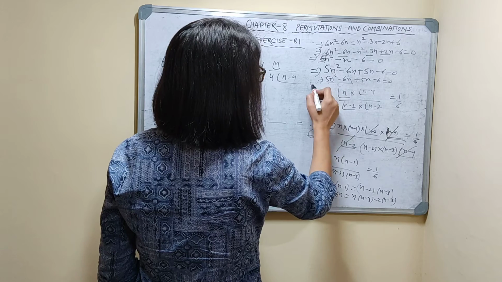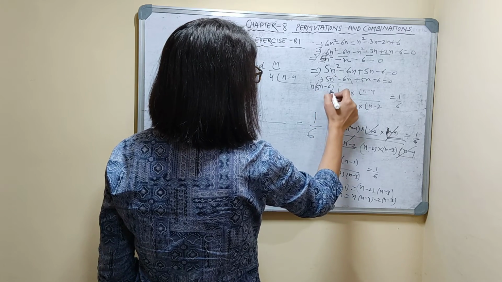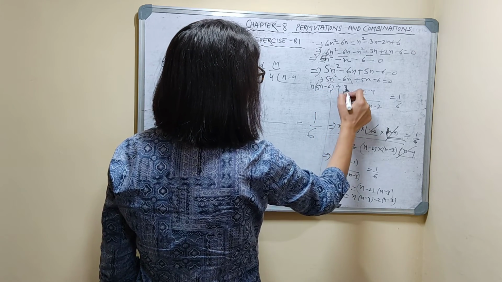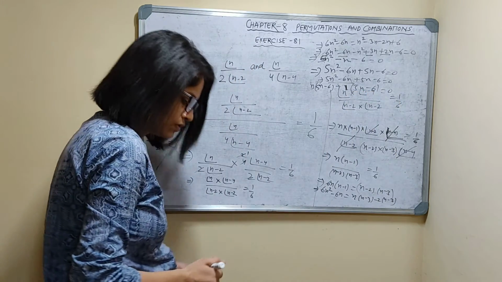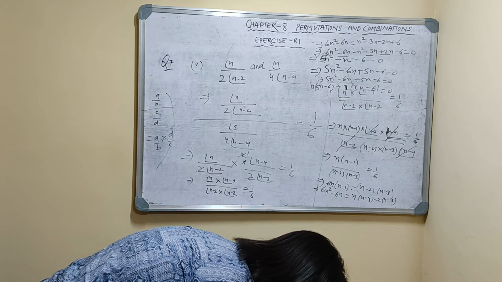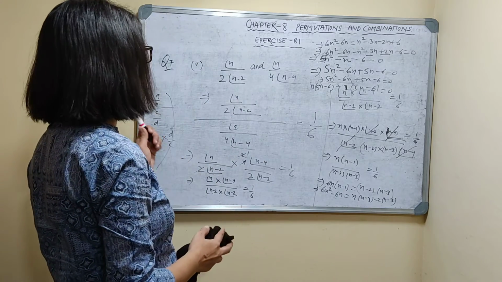Here n is common: n into 5n minus 6, plus here 1 is common, 5n minus 6. So you will get... wait, it is wrong. I will do it in the next part.